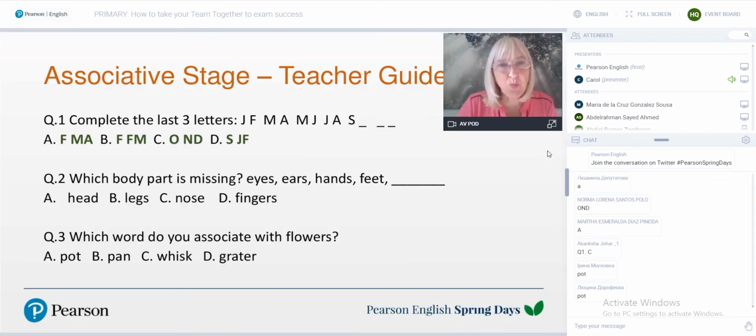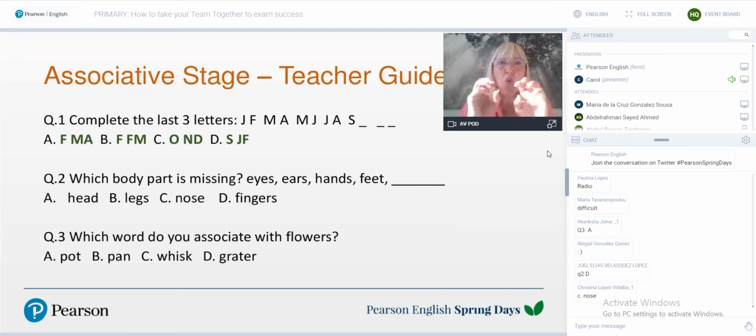Right. Well, the first one, the answer is C, because it goes January, February, March, April, May, June, July, August, September, October, November, December. So it was answer C to number 1. Question 2, which body part is missing? I've got 2 eyes, 2 ears, 2 hands, 2 feet, and 2 legs. So it was B, legs. And question 3, which word do you associate with flowers? Pot. Now, of course, if it'd been flour, F-L-O-U-R, then the odd answer out would probably have been grater, because you can't grate flour.